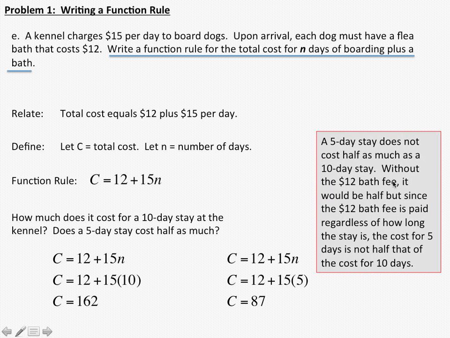Without the $12 bath fee, it would be half. But since the $12 bath fee is paid regardless of how long the dog stays, the cost for 5 days is not half that of the cost for 10 days. Regardless of how long they're staying, they have to get that bath for $12 to start.